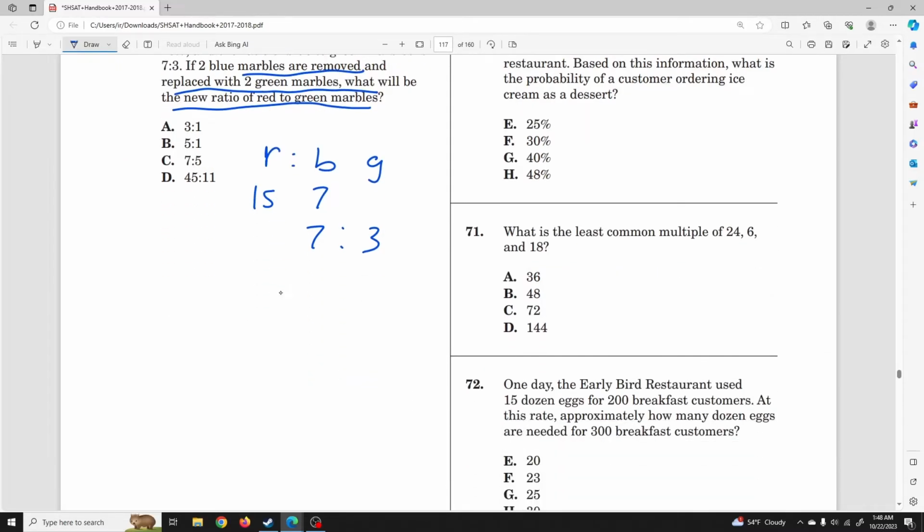So we have a really special situation here, and this is a situation that's commonly tested on the SHSAT. So I guess it's not special, but it's something that you should know.